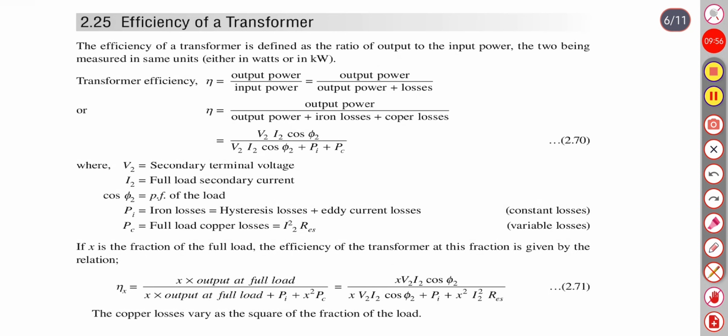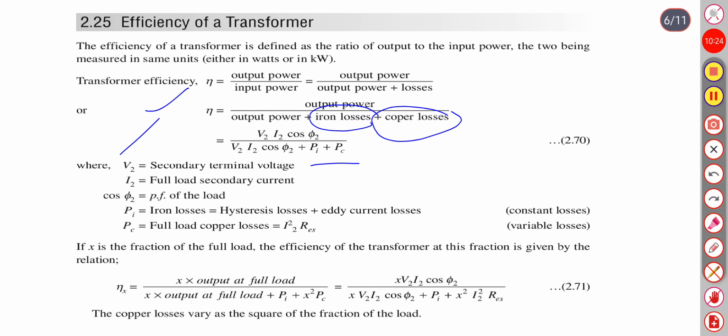Now, efficiency of a transformer. For any device, efficiency is nothing but the output power divided by input power. So ultimately this will become output power divided by output power plus iron losses and copper losses. Output is V2 I2 cos phi 2 divided by that plus iron loss plus copper loss.